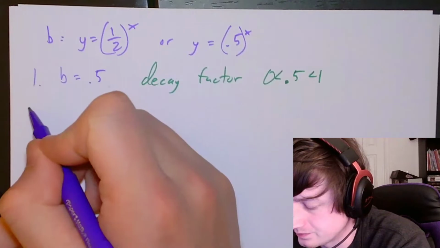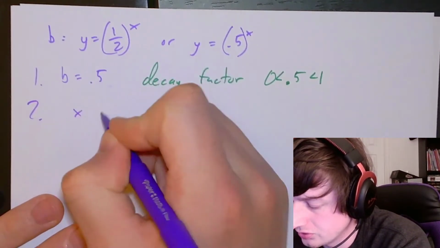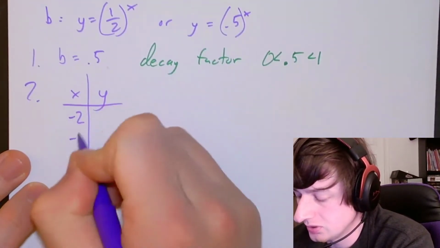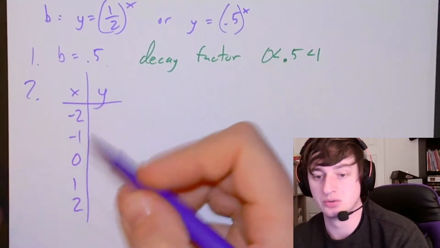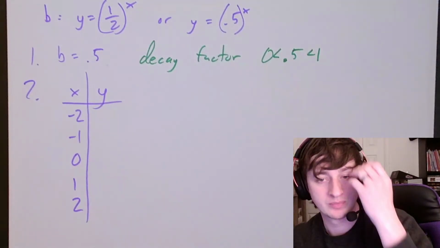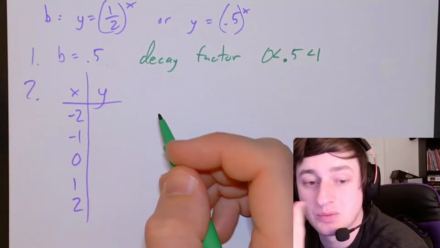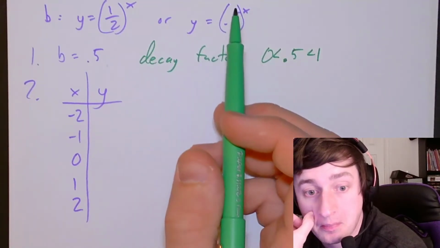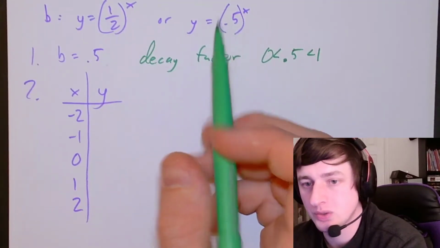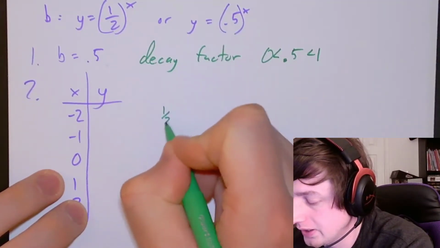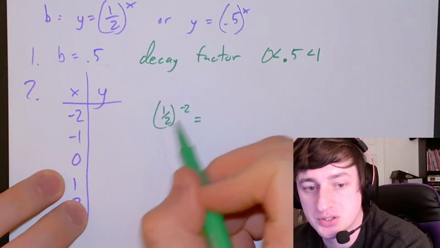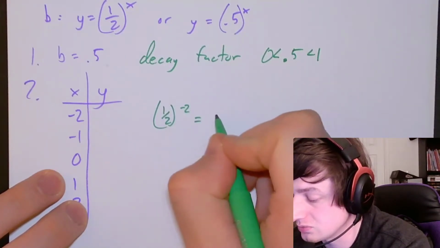And we're just going to make our table. You could do a horizontal or vertical table, it doesn't matter. I still like starting at negative 2, negative 1, 0, 1, and 2. You may need to do more numbers to get a good idea. And for this, I would definitely use a calculator, because negative exponents get a little weird when we're doing fractions. But we're doing 1 half to the negative 2. You could put that in a calculator, or just flip the fraction and get rid of the negative exponent. So this becomes 2 squared.